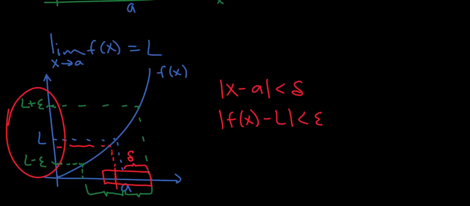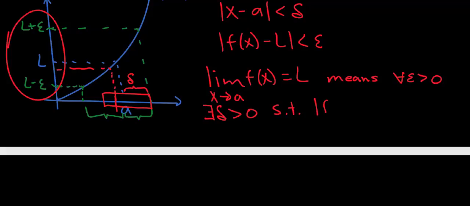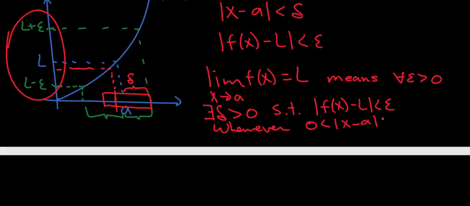This limit, the limit as x goes to a equals L, precisely what that means is, let me write this out, that for all epsilon greater than 0, there exists a delta greater than 0 such that this happens whenever this happens. And that's how we define a limit in single variable.